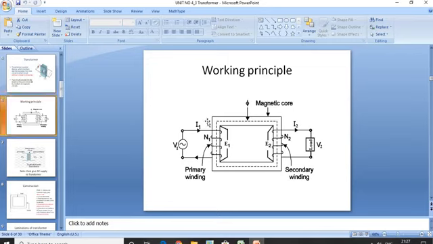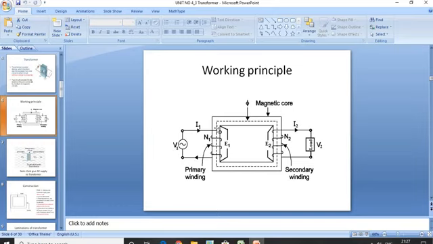Now here is the example. The coil which has N1 number of turns is connected to AC supply, which is nothing but the primary winding. The winding which has N2 number of turns is connected to the load, which is known as secondary winding. Now AC supply V1 is given to the primary winding.